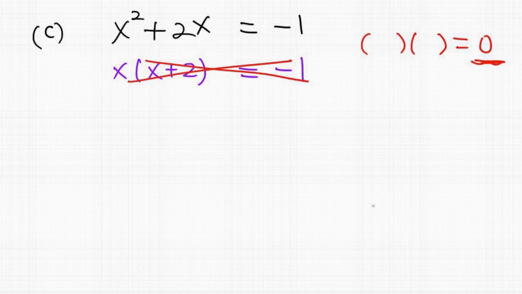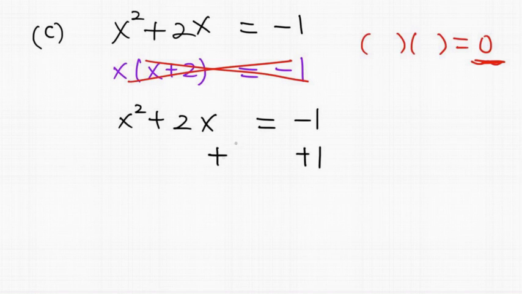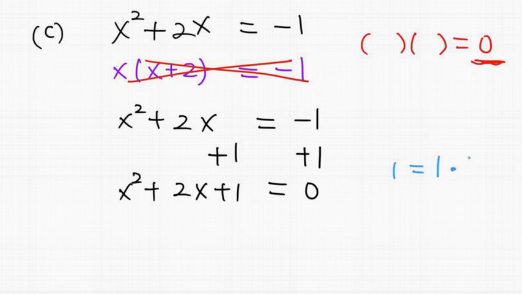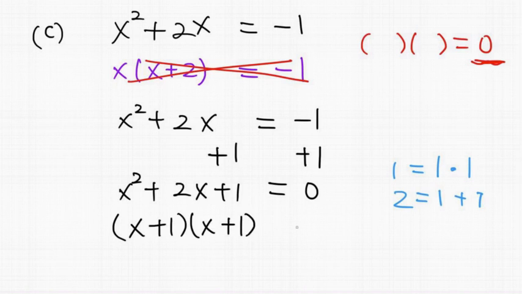So what is the correct approach? You have to remove everything from the right-hand side. So if we have this equation, the first thing to do is to add 1 to both sides of the equation and get a polynomial on the left-hand side and 0 on the right-hand side. Now let's factor the left-hand side. 1 is 1 times 1, and 1 plus 1 is 2. So this is factored into x plus 1 times x plus 1. And that equals 0.